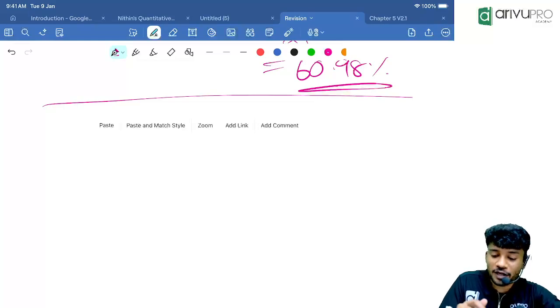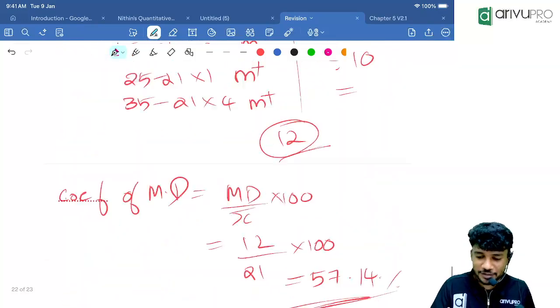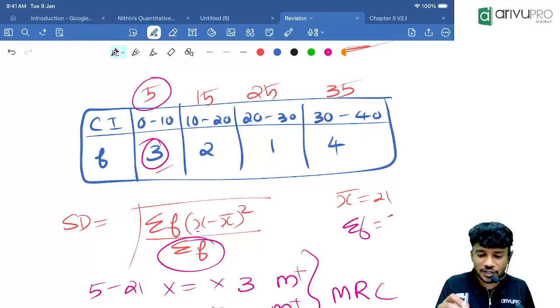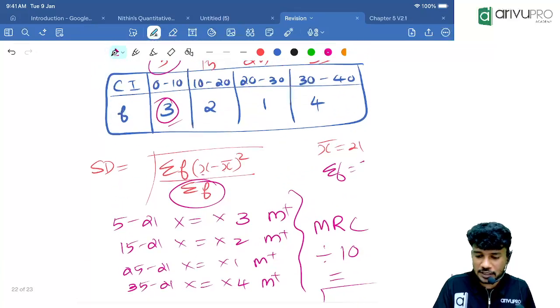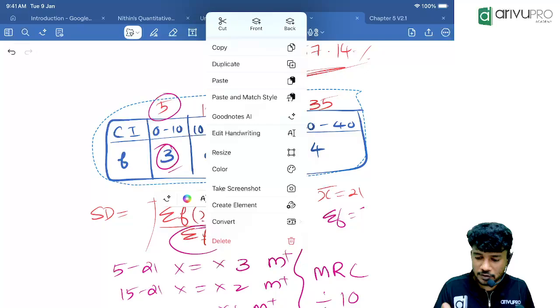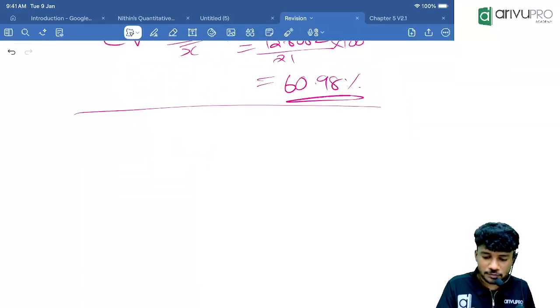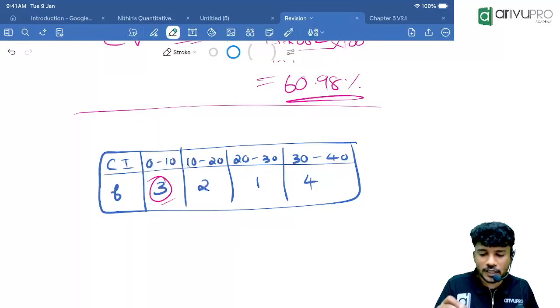Final one, the last and final one. What is the final thing we are going to learn? Can anyone tell me? Quartile, correct? Okay, the final one we are going to deal with is quartiles.